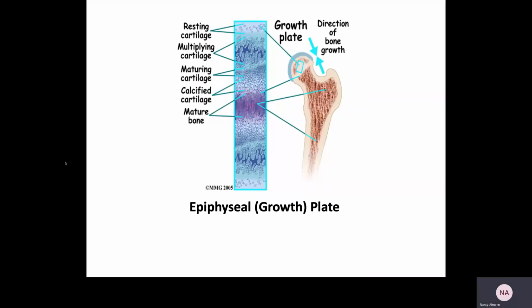And there we have it, the epiphyseal plate. So the epiphyseal plate is actually composed of hyaline cartilage that is reproducing, then maturing, then calcifying, and then getting replaced by bone. There will be two epiphyseal plates. There will be one distal and one proximal because bone needs to grow in both directions. Long bone will grow in both directions.